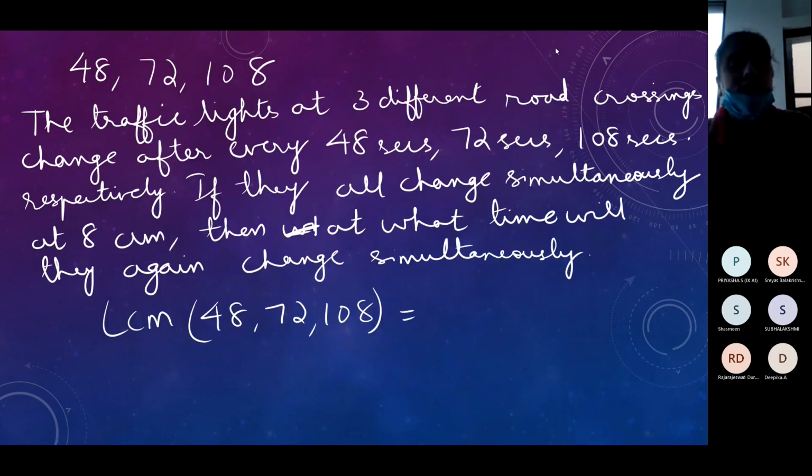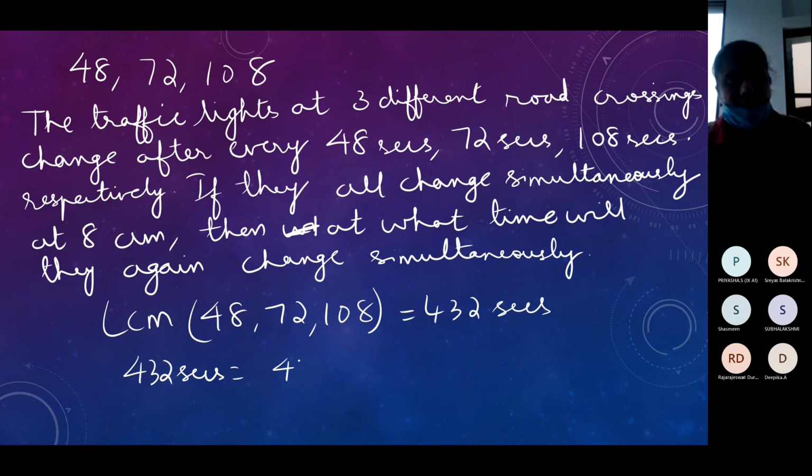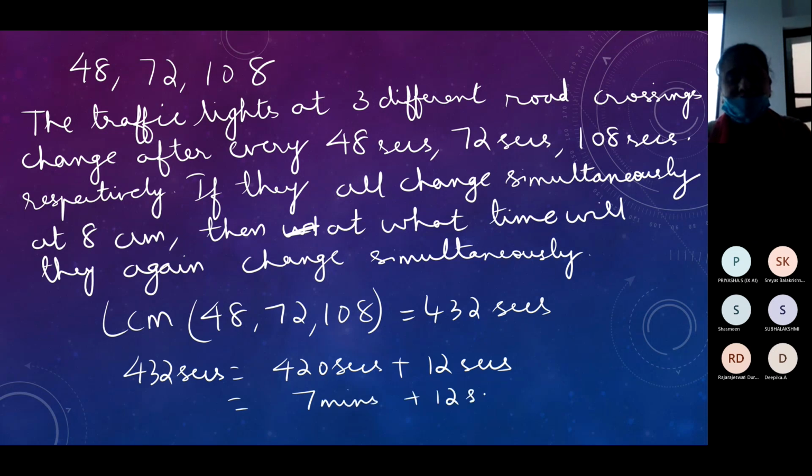So now 432, children. What is the answer? You found the LCM for 48 seconds, 72 seconds, and 108 seconds. So the answer is 432 seconds. Okay, so how many minutes and seconds is it? 420 seconds is 7 minutes, right? So 432 seconds is equal to 420 seconds plus 12 seconds. 6 sevens are 42. So 7 minutes and 12 seconds.